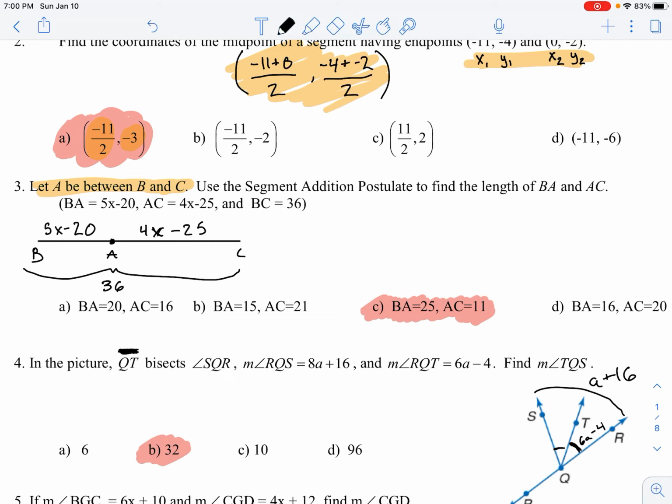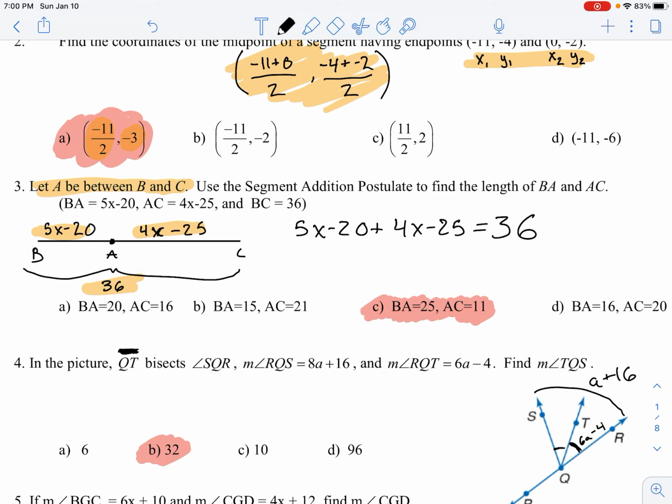and then we can move into how to solve it. If it's segment addition postulate, I've always said take the two small segments, add them together, and it makes a big segment. So for this one, it'll be 5x minus 20 plus 4x minus 25. Add these two things together, basically this piece and this piece. What are we going to get? We're going to get the entire thing, which I have labeled as 36.